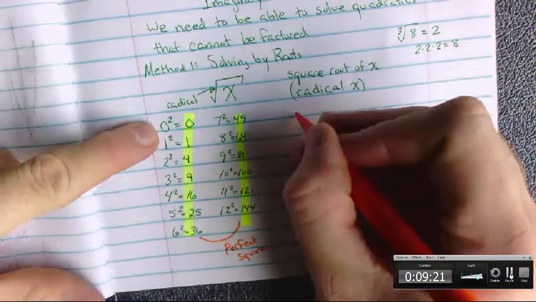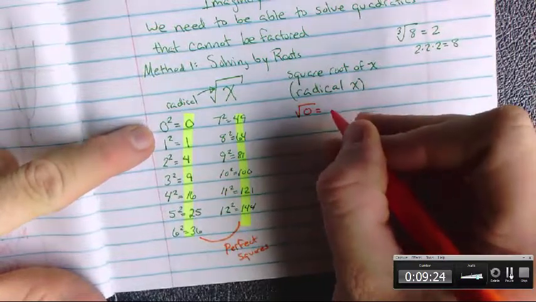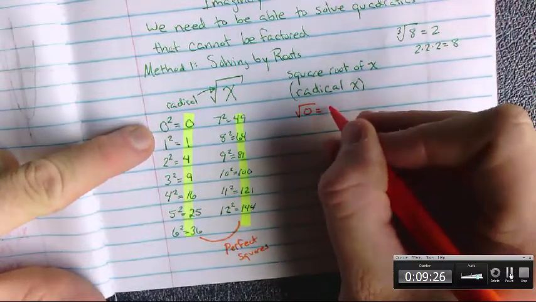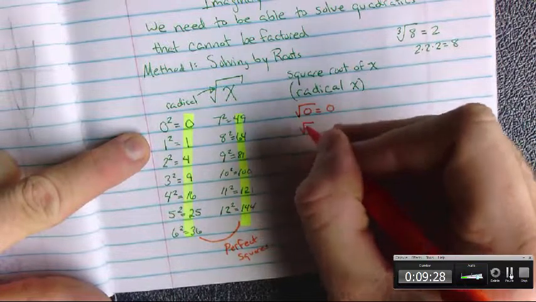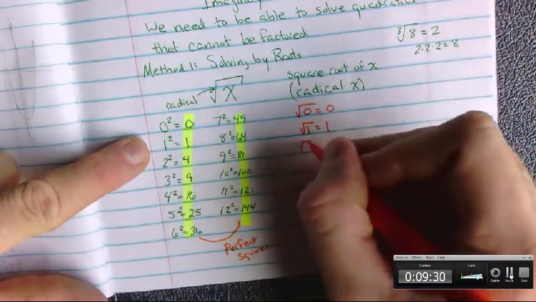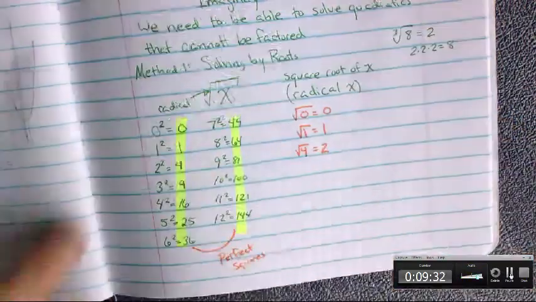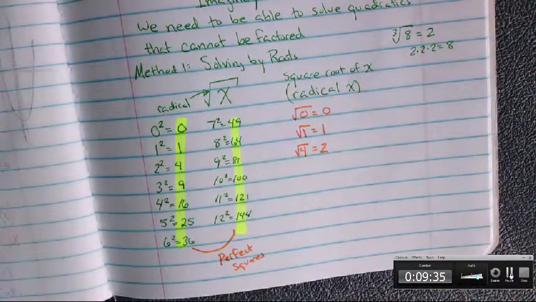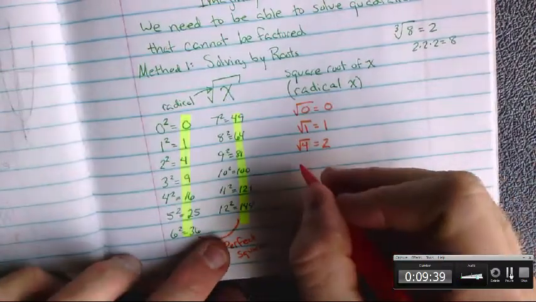So working these backward, what's the square root of 0? 0. What's the square root of 1? 1. The square root of 4? 2. Continue writing that entire list up until you've got the 144th perfect square. 3, 4, 5, 6, 7.